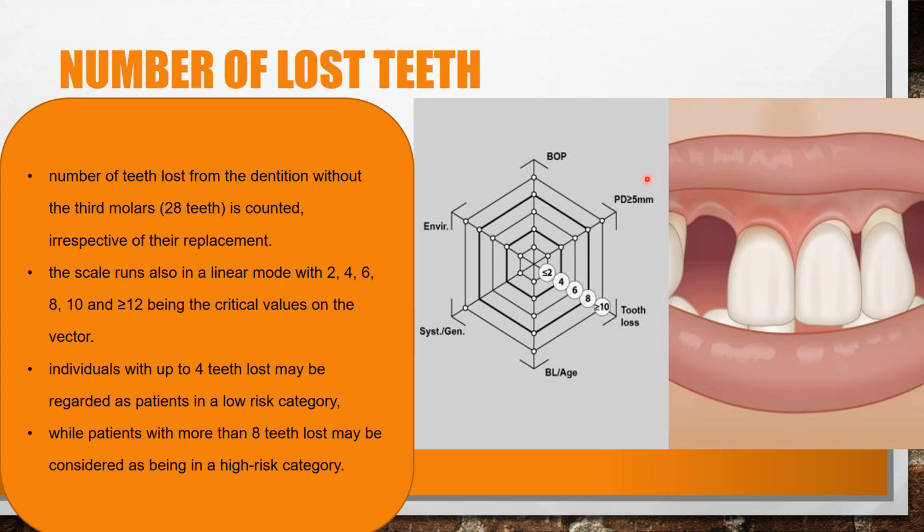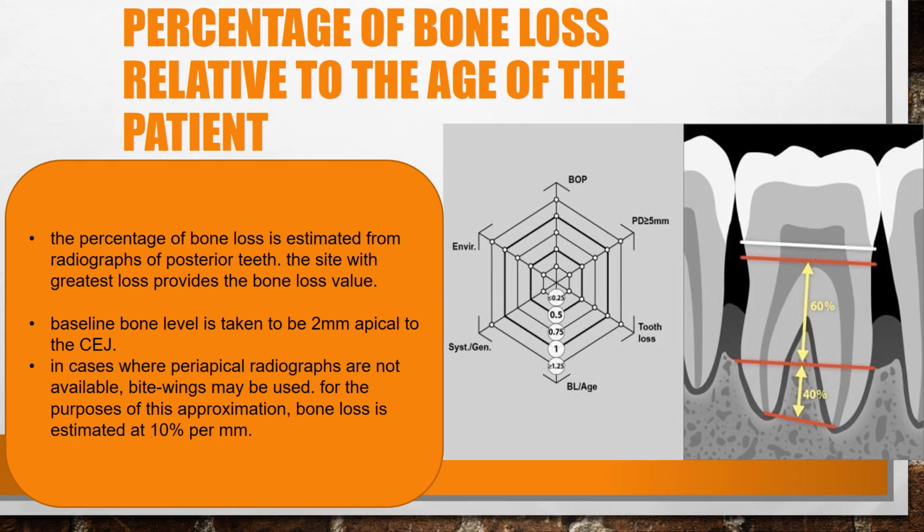Coming to the next factor, that is the percentage of bone loss related to the age of the patient. 1 mm is considered as 10%. You can see in the picture that 1 mm is considered as 10%, so this is 40%, and this is 60%. It is counted from 2 mm below the CEJ, and if the bone loss is greater than their age, obviously it will be higher risk.